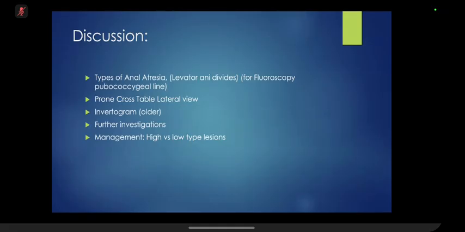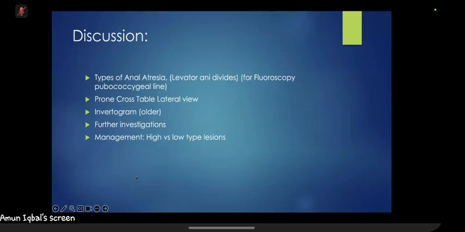Okay, so previously we also used to do this type of X-ray. This is called an invertogram. This is an older way. Sometimes they can also show you this type of image, but I haven't seen it in the recent exams. Now, these days, they are showing the prone cross table lateral view. I will show these two images in the next slide.